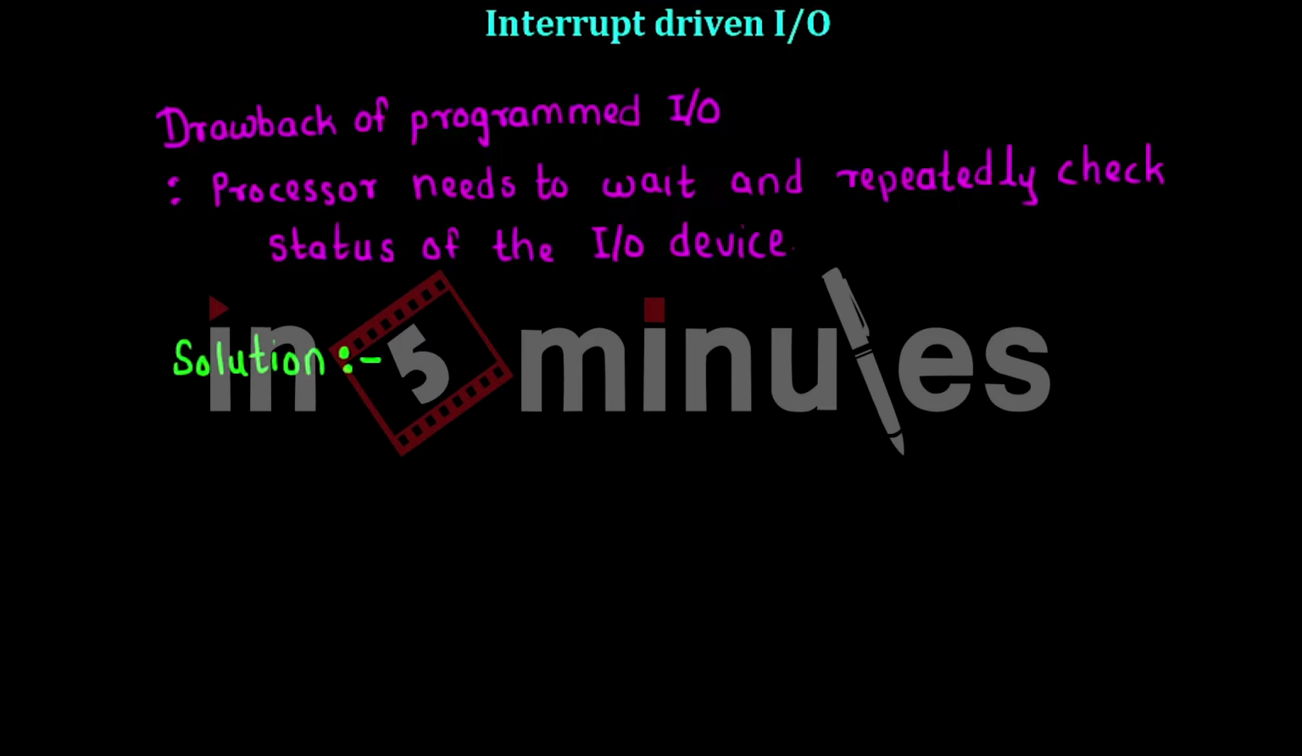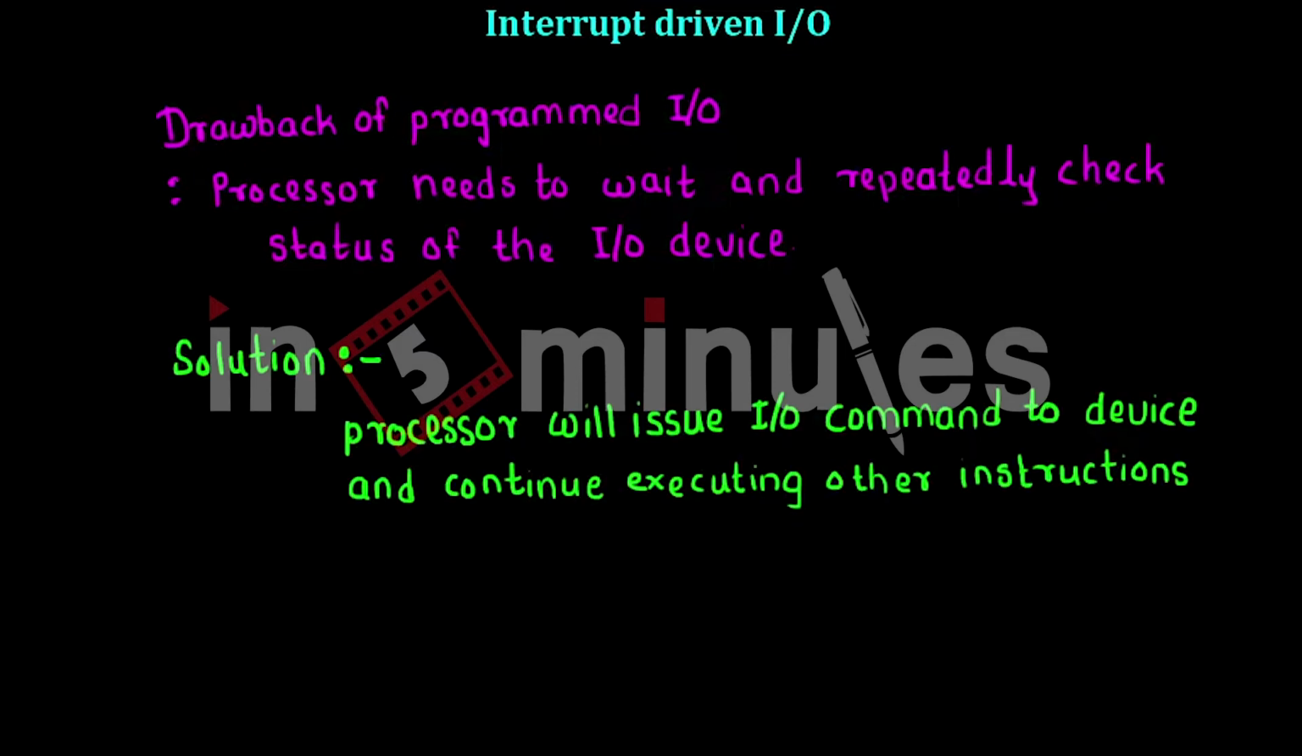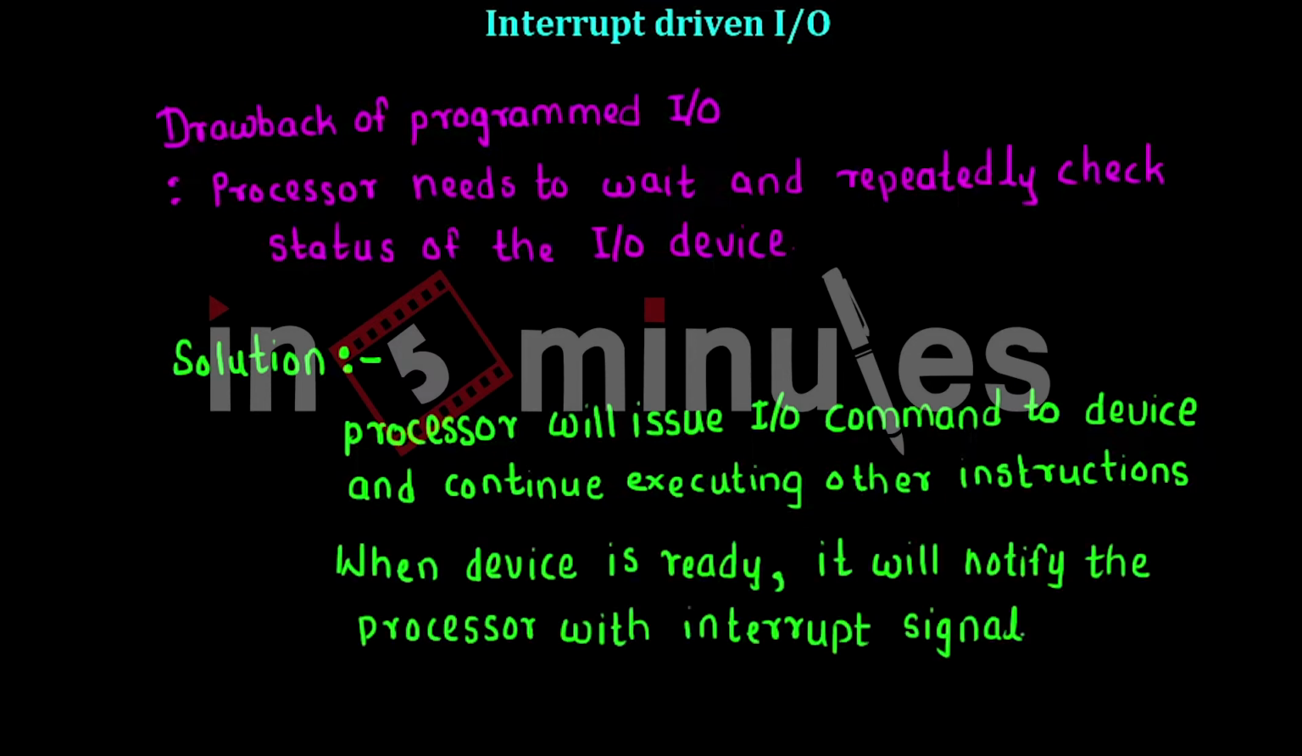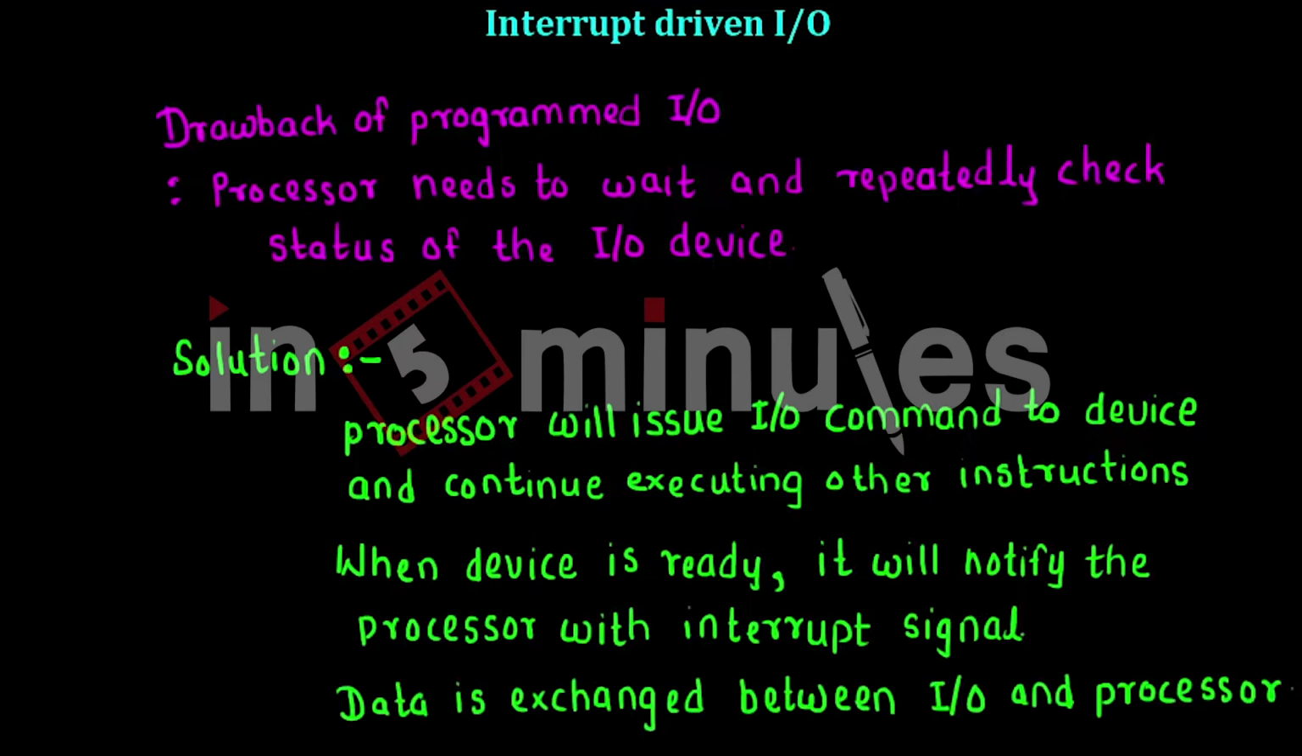The solution to this problem is that the processor can issue an I/O command to a device and continue executing other instructions, and there should be some signal from the device such that it can notify the processor when it has completed its operation. After that, the data will be exchanged between the I/O device and the processor. So this is the basic principle of operation for the interrupt-driven I/O access method. In this case, the data transfer is initiated by the device through the interrupt signal.